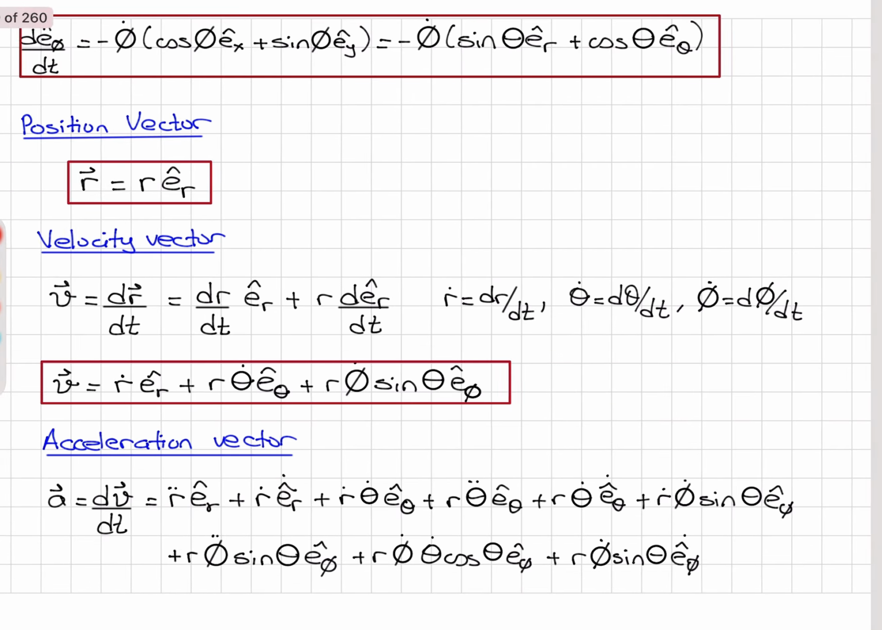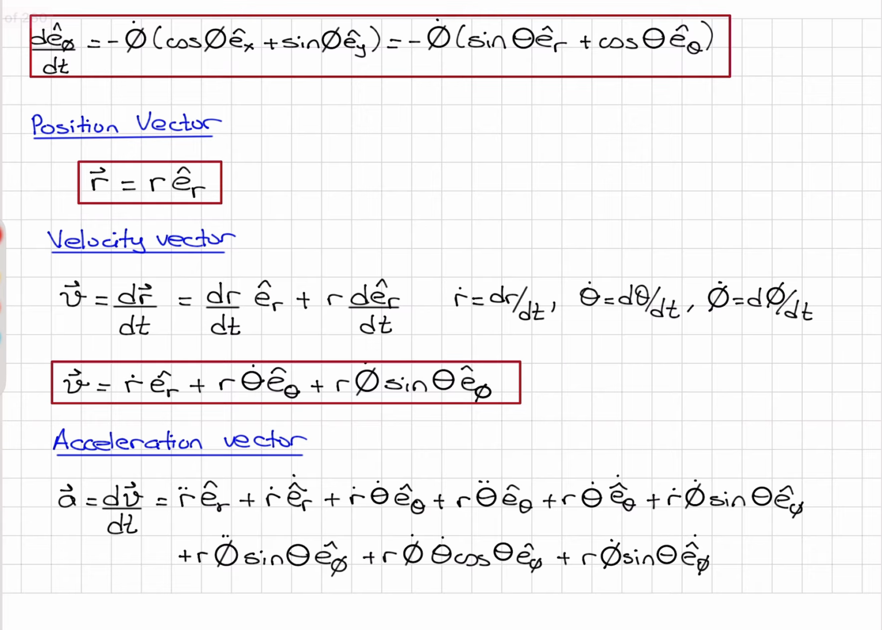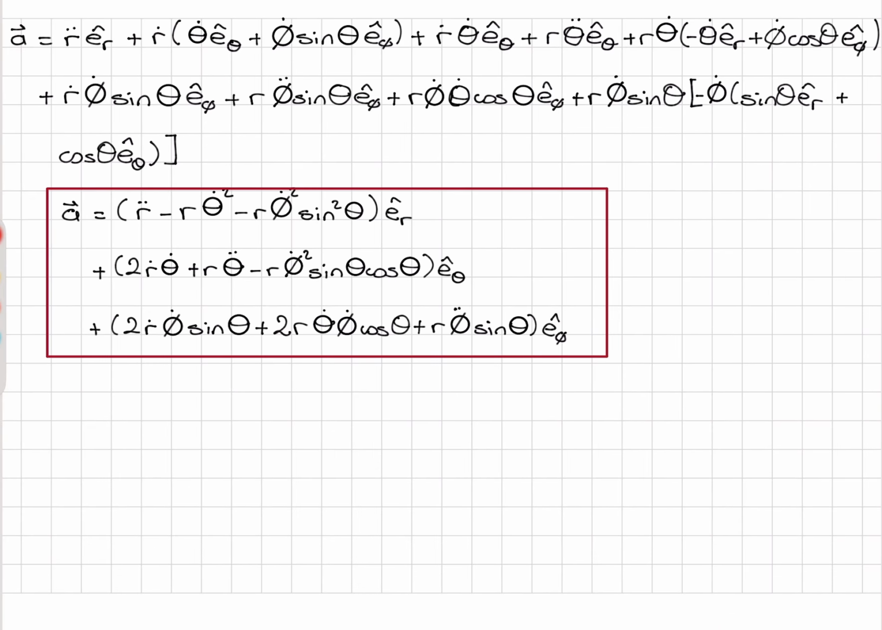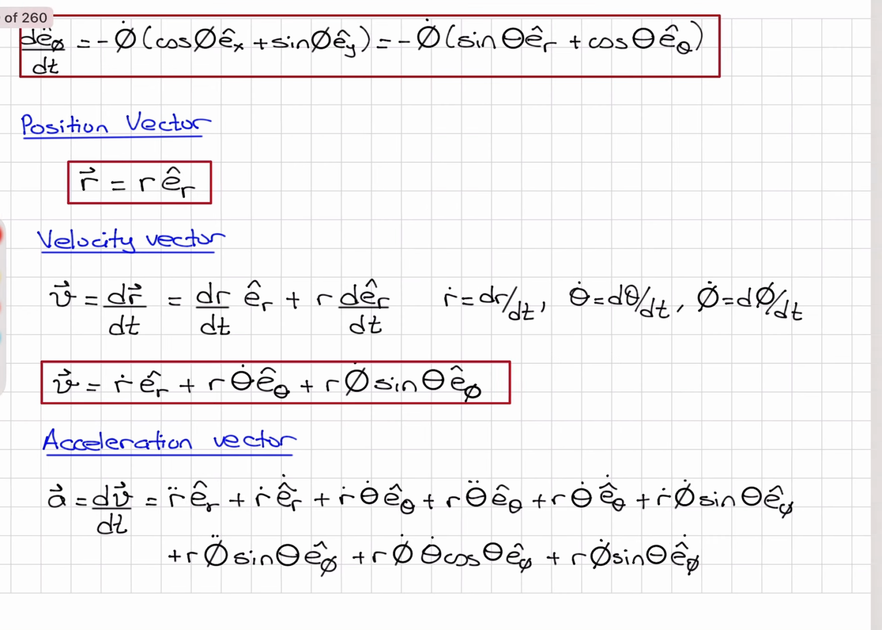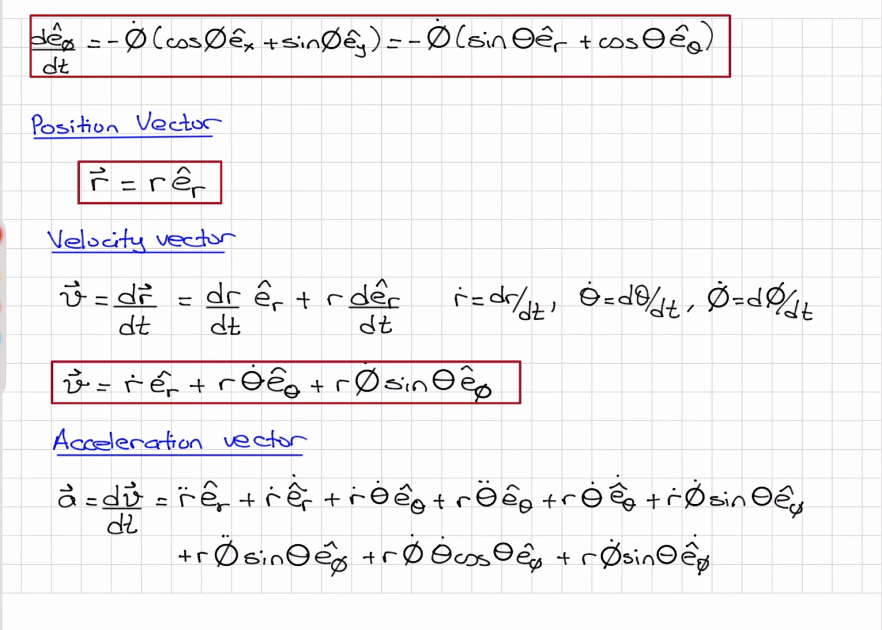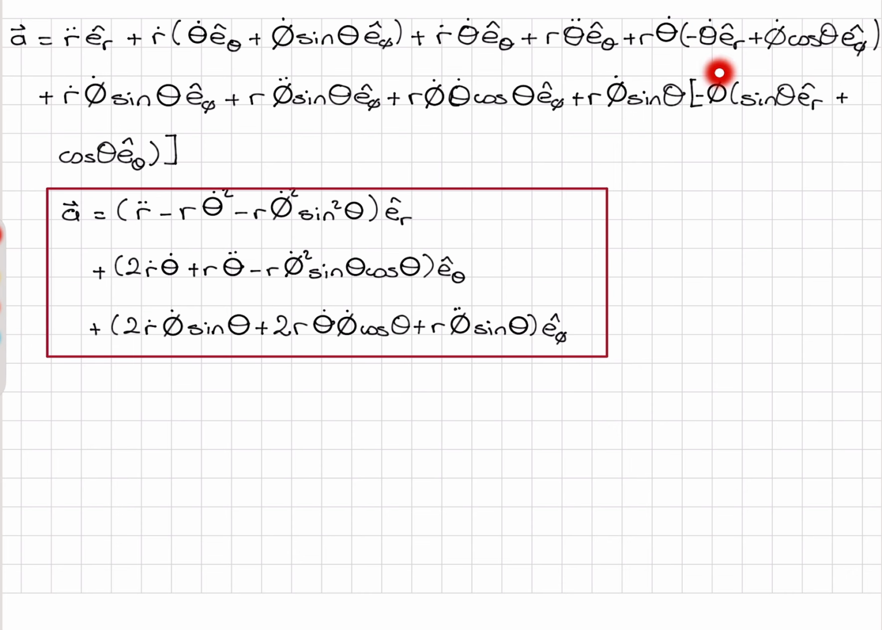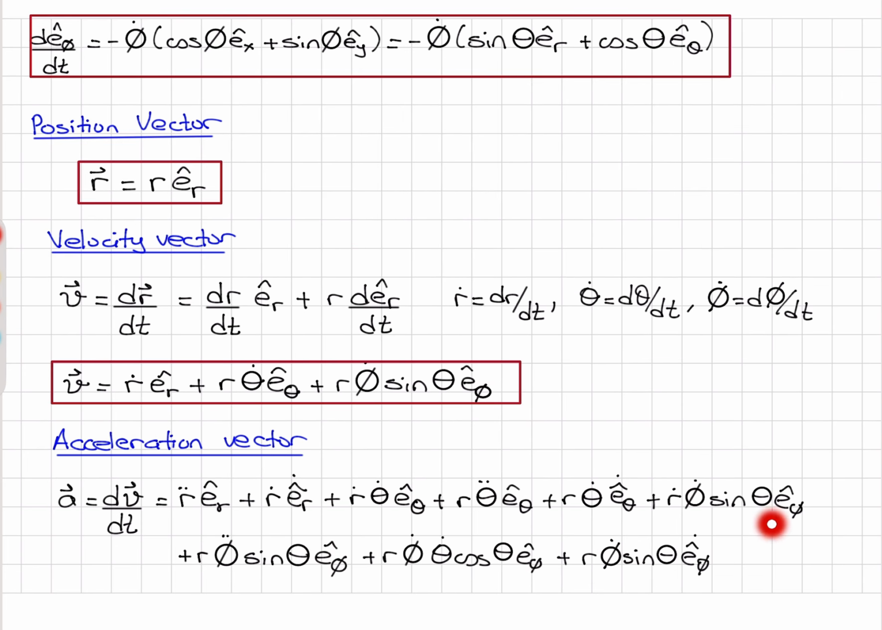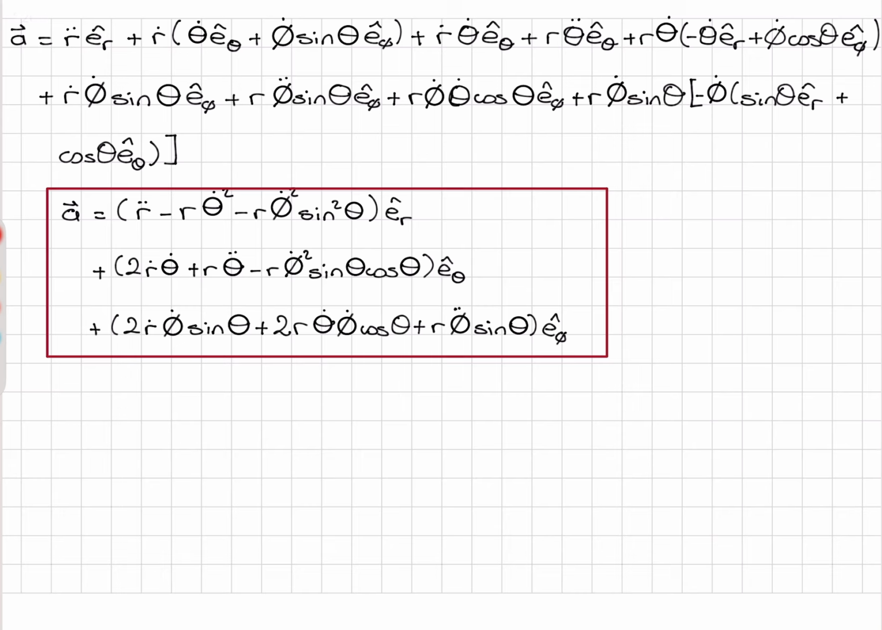So here's the first term, r double dot e r hat. So then I have r dot d e r hat dt. This is d e r hat dt substituted here. Then I have r dot theta dot e theta hat. Then I have r theta double dot e theta hat. Then I have r theta dot d e theta hat dt, which is substituted here. And then I have these terms, and for the last one, I substitute d e phi hat dt, rearranging them and looking for the ones that have e r hat, e theta hat, and e phi hat terms in. So the prefactors are calculated here, so I can know the acceleration's radial component, polar component, and azimuthal component.